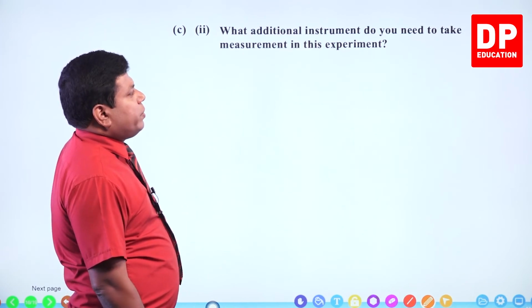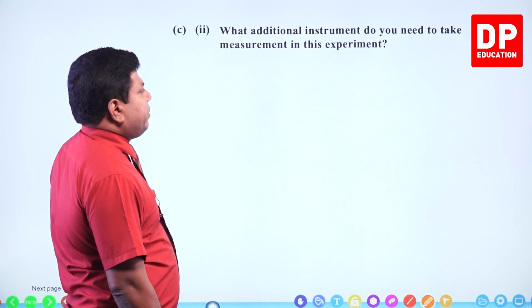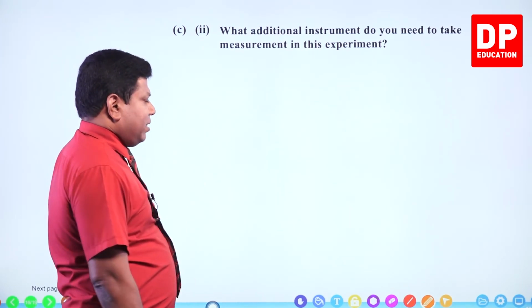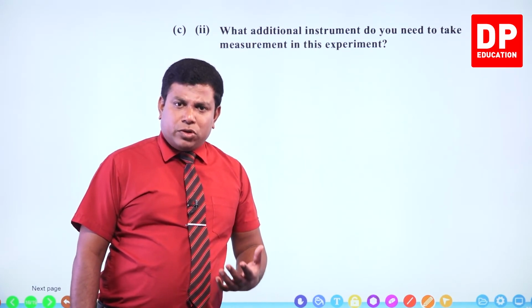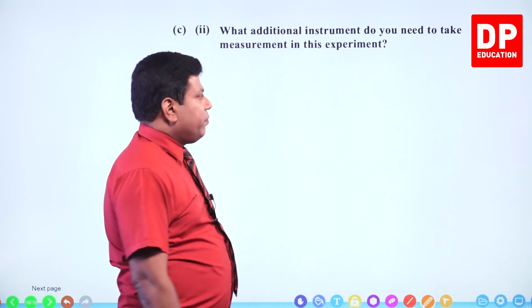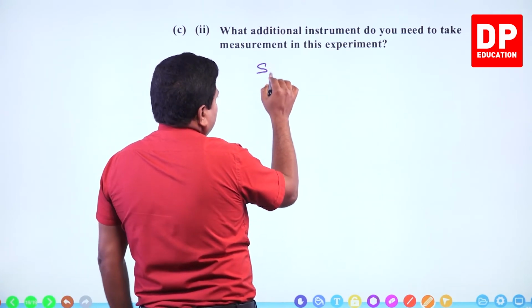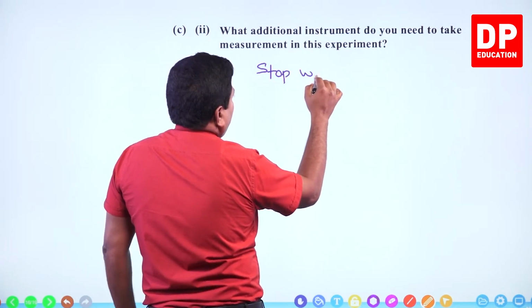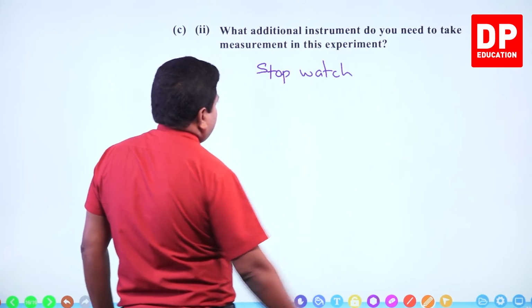What additional instrument do you need to take measurement in this experiment? Like the measurements, we take only the stopwatch, right? The time. They have not mentioned anything about stopwatch. You need a stopwatch to measure the time. Stopwatch.